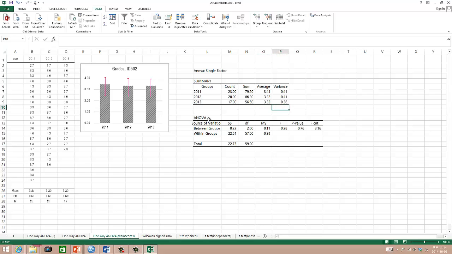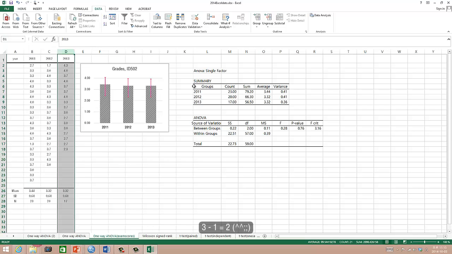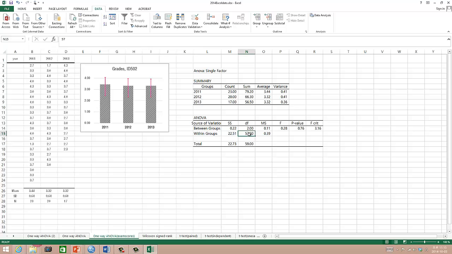Let's look at the ANOVA table. Here, between groups and within groups, and sum of squares. The sum of squares of between groups is 0.22, and the sum of squares of within groups is 22.51. The degree of freedom is 2 because it's the number of samples minus 1, so 3 minus 1. And this is 57 because if we add these all, it will be 60, right? So 60 minus the number of groups, 3, so 57.